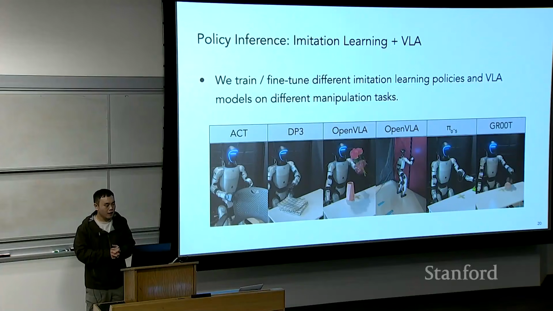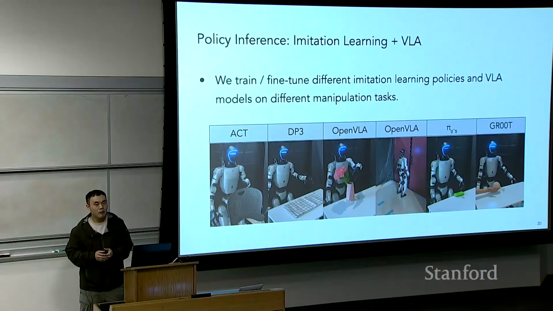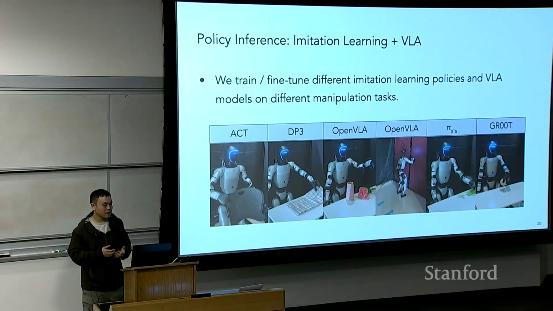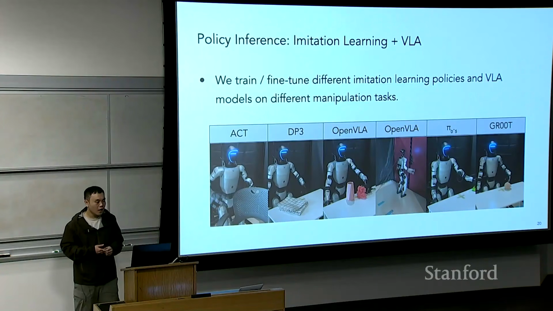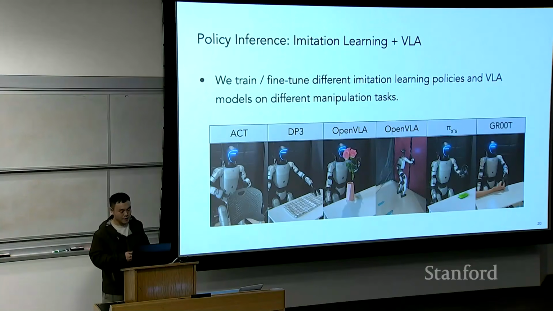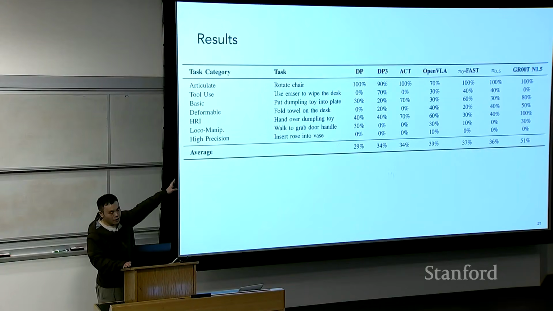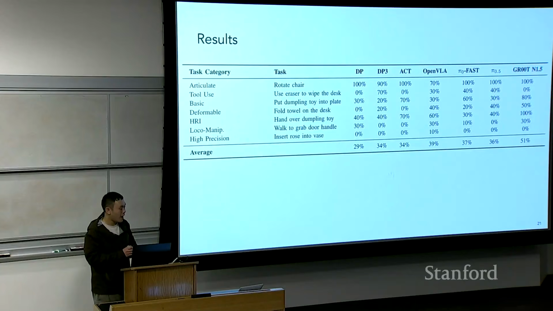The other very interesting thing we do in this paper is a comparison of existing policy learning methods using the loco-manipulation data we collected. We train and fine-tune several imitation learning policies and VLA models on different loco-manipulation tasks in the dataset. In total, we benchmark from diffusion policy to 3D diffusion policy, all the way to recent VLA models such as PI 0.5 and GR00T N1.5.